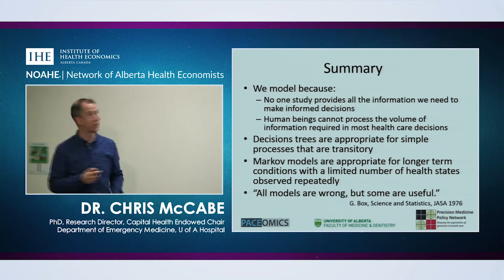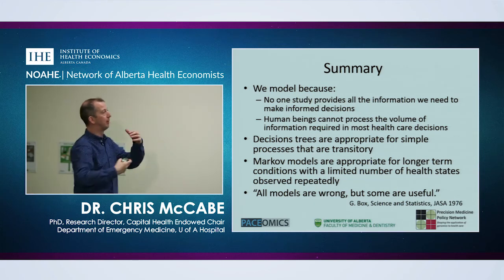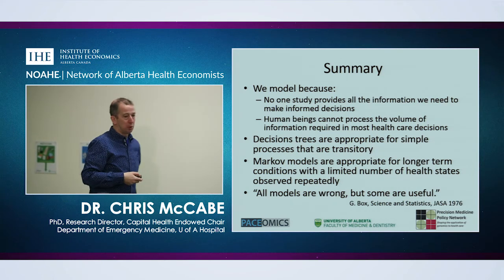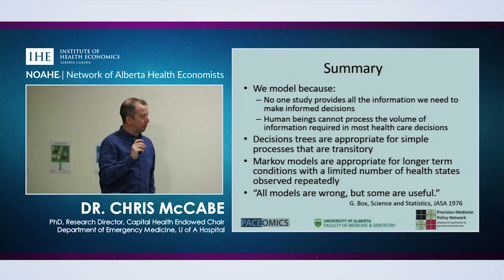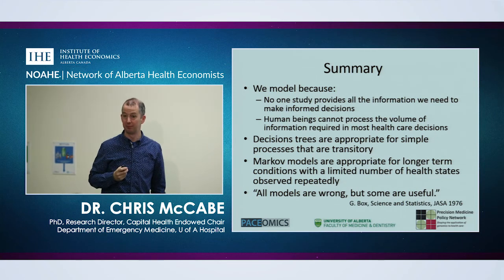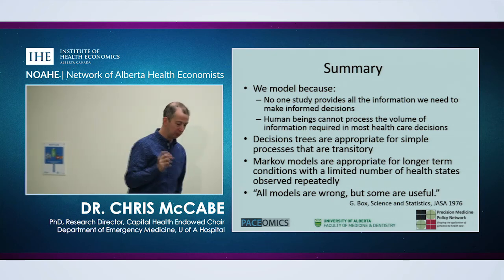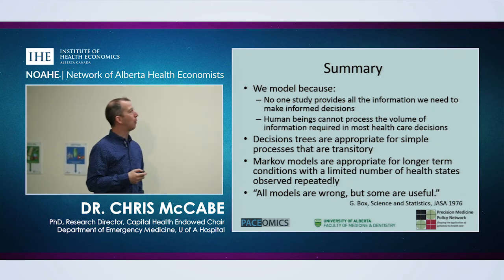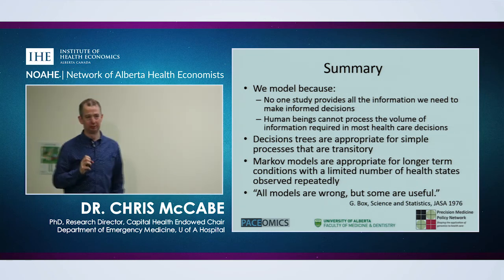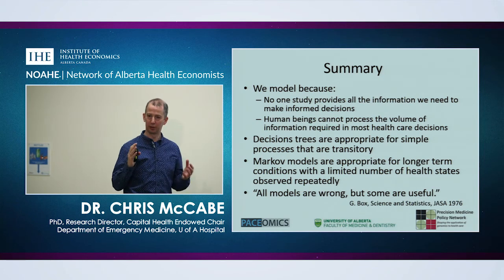Summary: we model because no one study provides all the information we need to make informed decisions, so we have to bring all the information together from different places and synthesize it. And human beings can't process the volume of information required by most healthcare decisions, and so we model to reduce the risk of making mistakes. Decision trees are appropriate for simple processes that are transitory, but for longer term processes, we want Markov models for longer term conditions. And all models are wrong, but some are useful is kind of my motto whenever I'm talking about modeling.